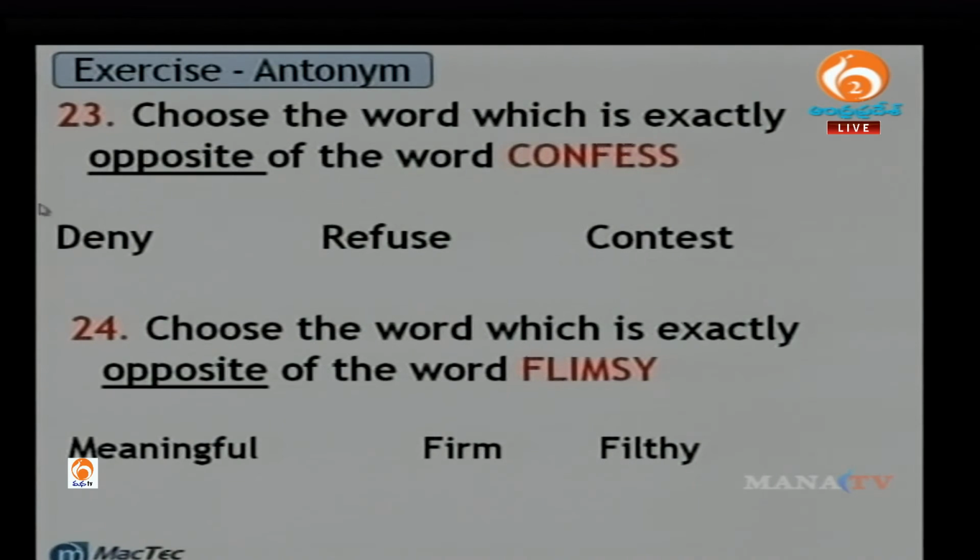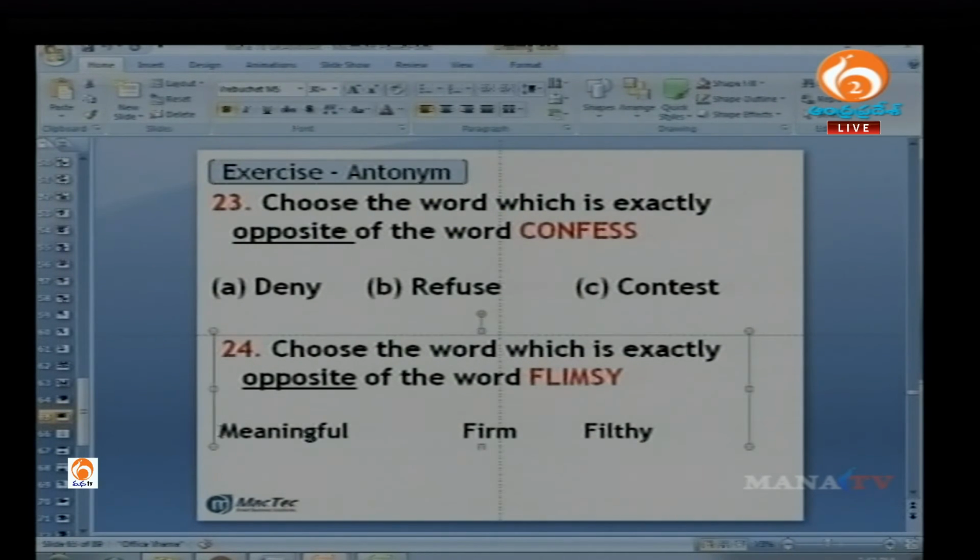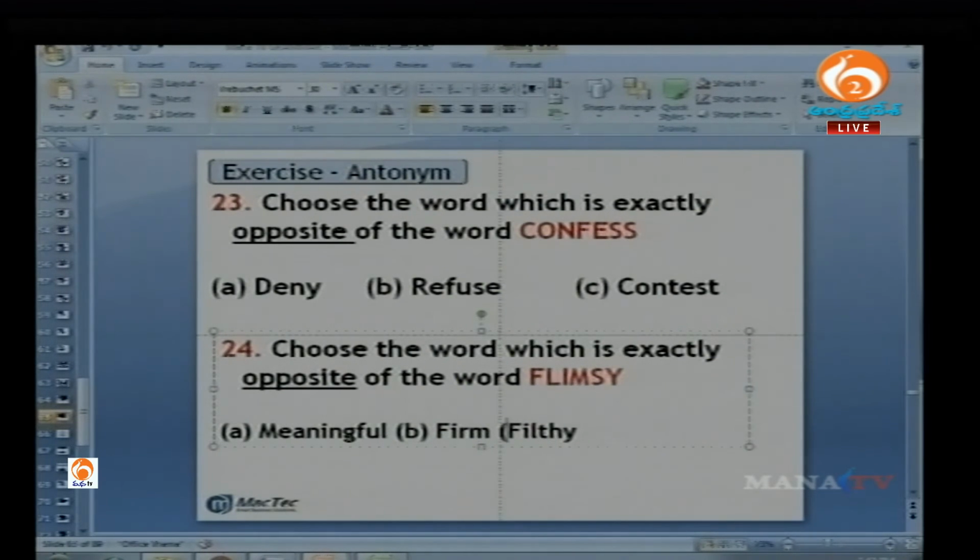Question number 23. Here again you need to pick the opposite words. So question number 23, choose the word which is exactly opposite of the word confess. And I shall quickly make the formatting changes for question number 24.